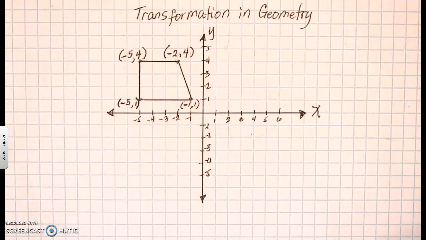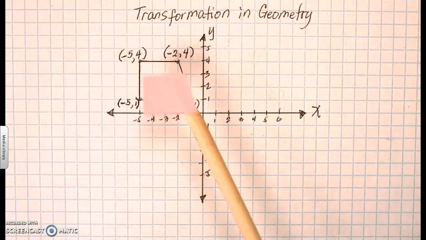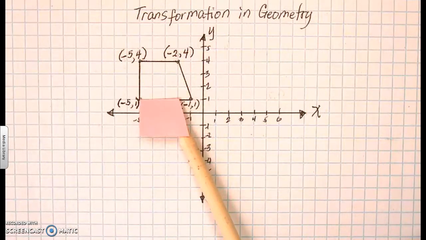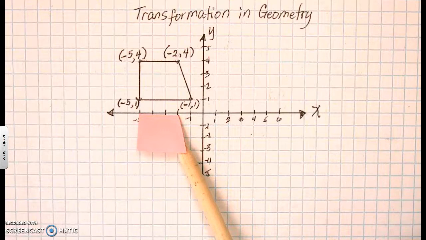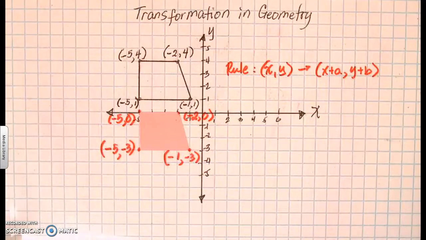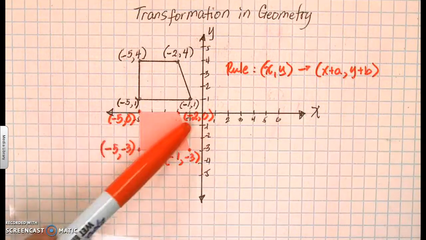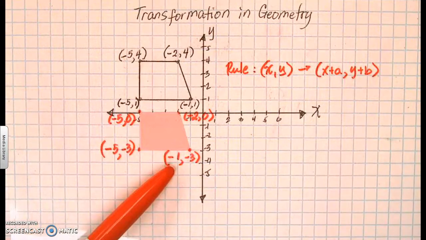Now let us try to translate this figure vertically. So from here, let us try vertically translating it 4 units down. So 1, 2, 3, and 4. Now let us look at the new coordinates of our new image and see how the formula has helped us in getting those coordinates. Since our translation was vertical, none of the x values have been changed. So I still have a negative 5, a negative 2, a negative 5, and a negative 1.